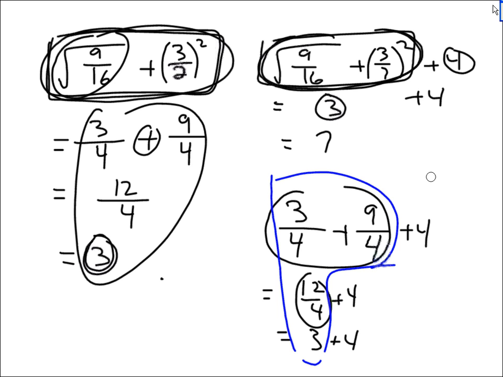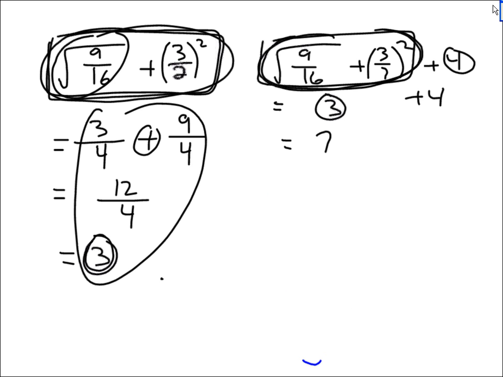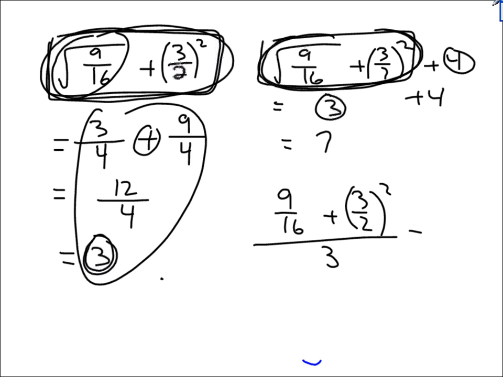So, if somebody now said, okay, tough guy, how much is this? How much is the square root of 9 over 16 plus 3 halves squared? Well, that's 3 divided by 3. You should say, oh, that's 1. 3 divided by 3 is 1. Sorry, I don't know why the square root didn't come out. That numerator is 3. What's above this line is 3.